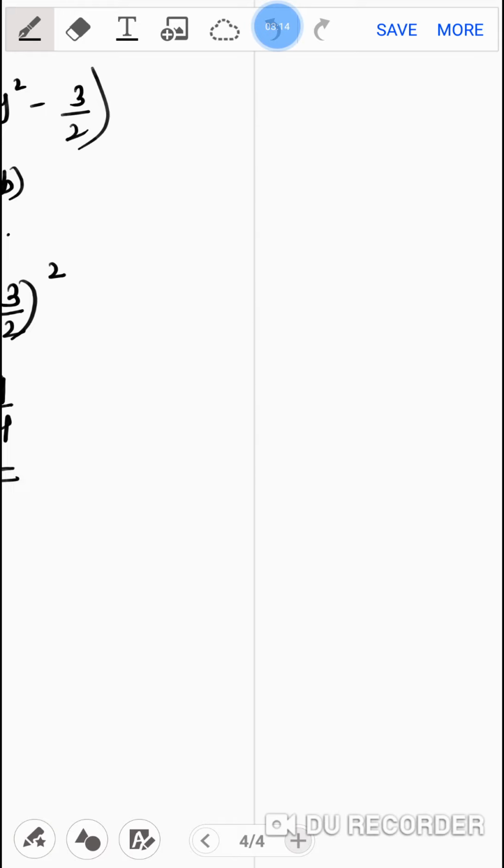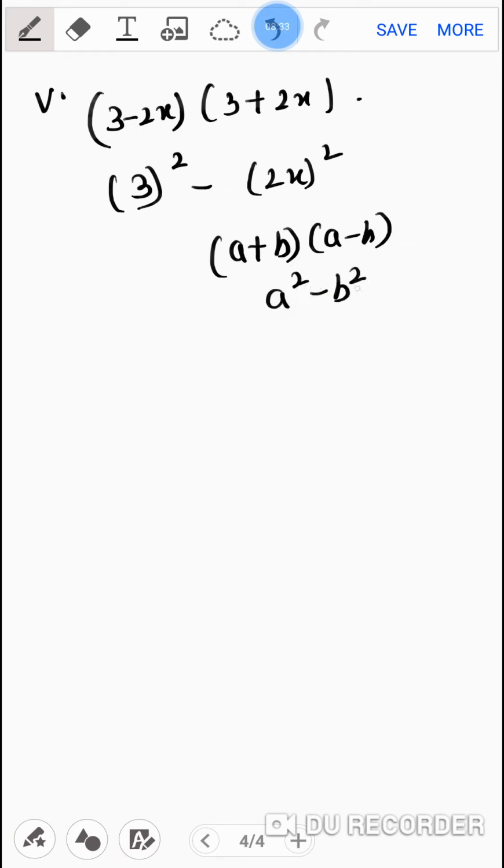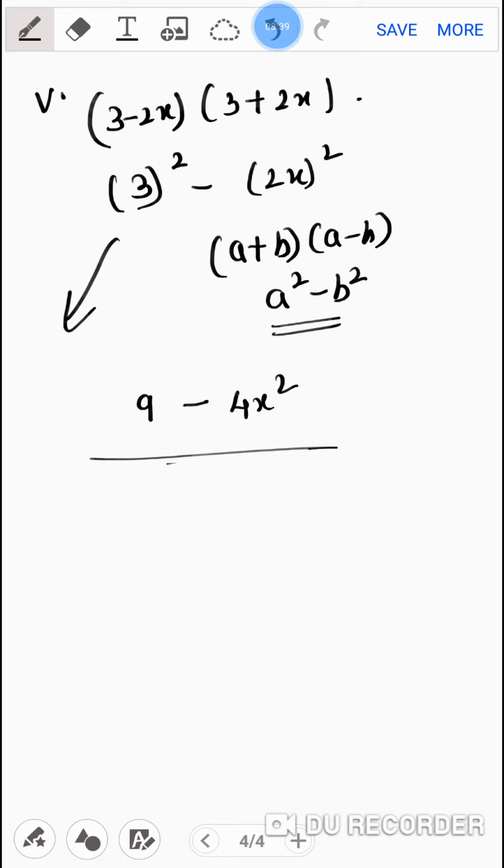Clear? I'll jump on to problem number 5 and it says 3 minus 2x, 3 plus 2x. Again my dear kids, first term square minus second term square. That is, you are applying an identity: a plus b, a minus b will be equal to a square minus b square. Clear? So 3 square is 9, 2x square is 4x square. So that's your answer. Okay?